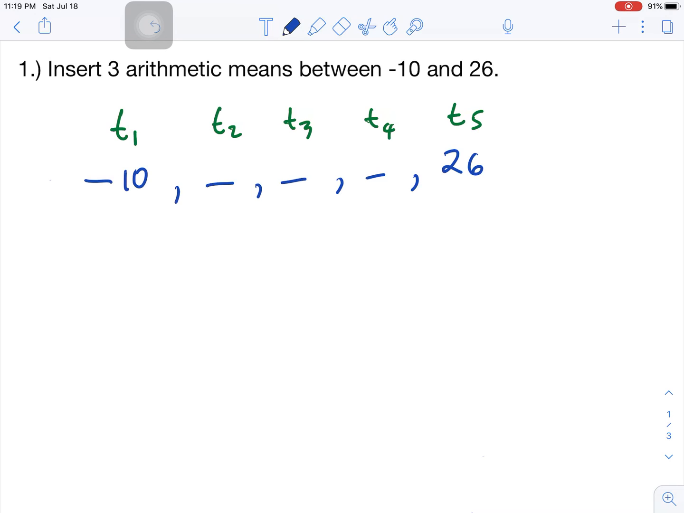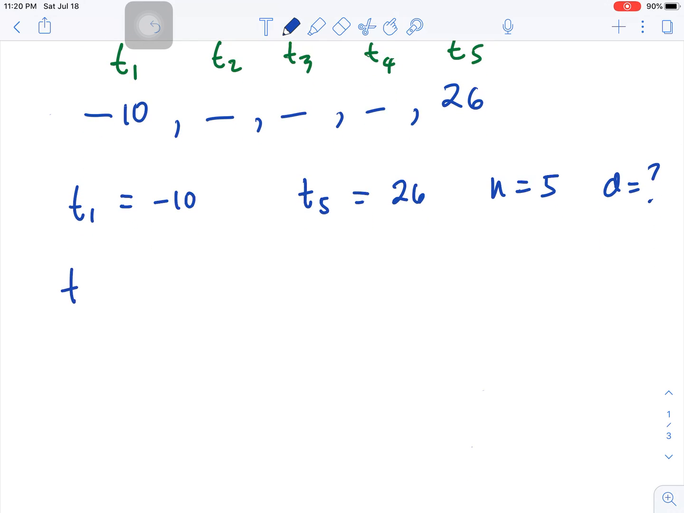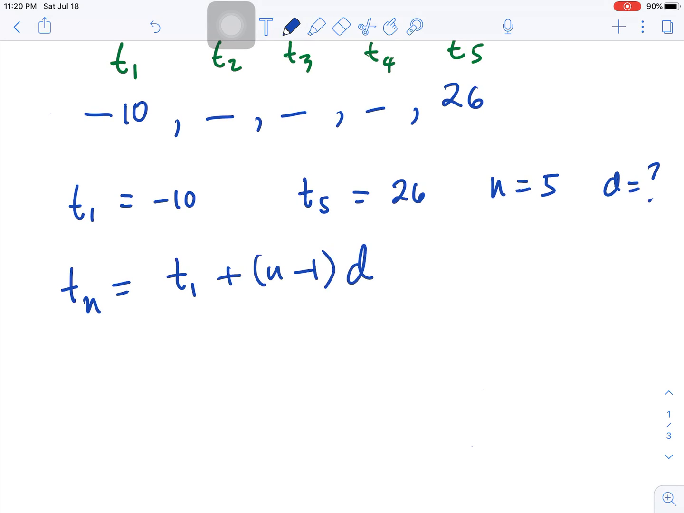And given yung t sub 1 at t sub 5, we have -10. Ang t sub 5 natin ay 26. At yung n natin ay 5. Diba? Kasi 5 yung number of terms. Which means that d is the unknown. Okay? So, sa original formula natin, we have t sub n is equal to t sub 1 plus n minus 1 times d. Diba yung original formula natin? Pero ang kukunin natin ay t sub 5, which is 26, di ba?